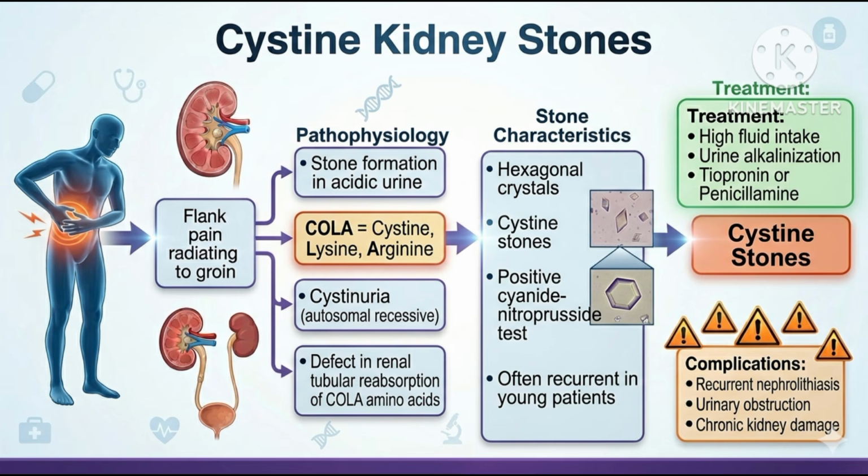If a patient presents to you with flank pain radiating to the groin, hexagonal crystals, and a positive cyanide nitroprusside test, you should suspect cystine type kidney stones. Cystinuria is an autosomal recessive disorder characterized by a defect in renal tubular reabsorption of cystine, ornithine, lysine, and arginine, leading to increased risk of cystine stones. Treatment involves urine alkalinization or penicillamine.